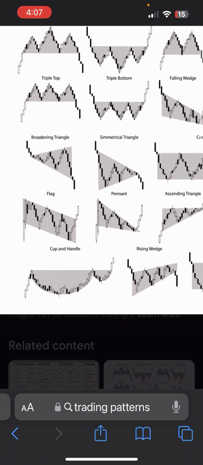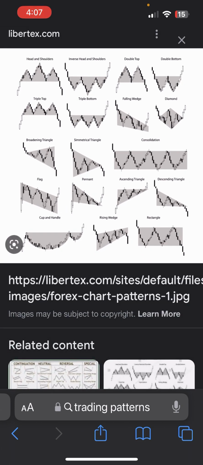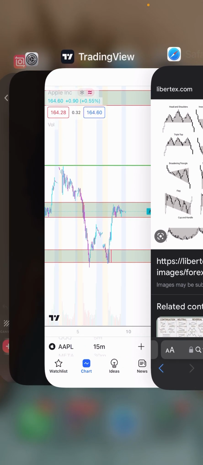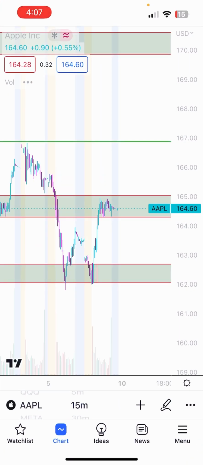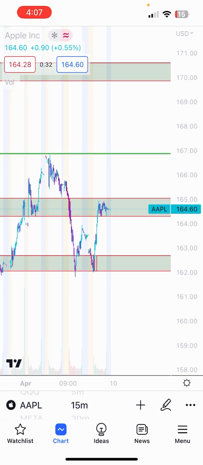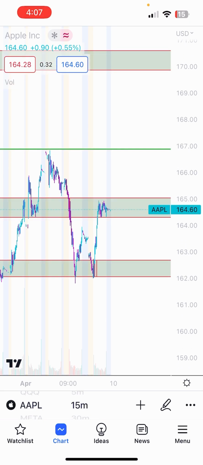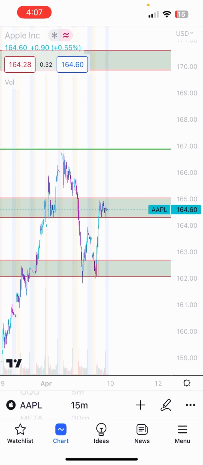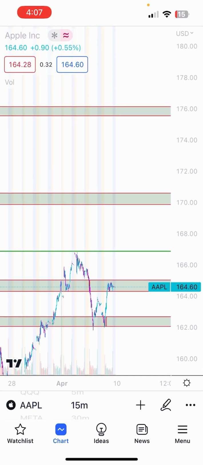I like carbon handles. I have flags. I like head and shoulders and double top and double bottom. That's all I need. I do flags, falling wedges, consolidations, and double top, double bottom, and head and shoulders. And I'm gonna show you right now what that means.